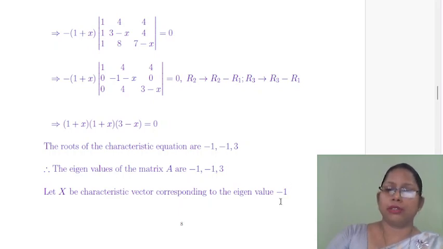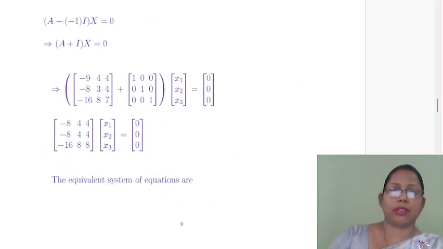So bring the right hand side to the left hand side. That can be written as (A minus minus 1 into I) into x, as given by this equation. So minus minus becomes plus. Put the value of A and the identity matrix, then simplify, and we will get this equation. That is, we add 1 to the diagonal elements, and we will get this matrix.